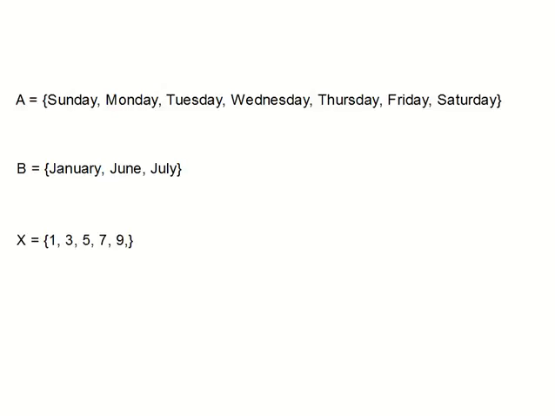Well, I'm sure you got it. Set A, capital A, equals, in curly brackets, Sunday, which is the first day of the week, Monday, Tuesday, Wednesday, Thursday, Friday, and Saturday. Set B, capital B, I hope you've noticed, equals January, June, July, the months of the year beginning with J. And set X, capital X, equals 1, 3, 5, 7, and 9, which are the odd numbers between 0 and 10.